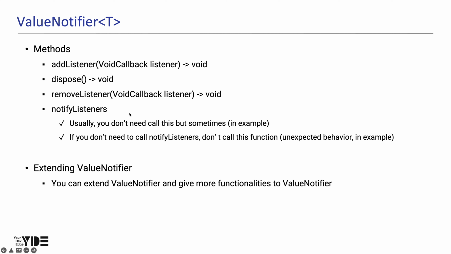Here, notifyListeners has a slightly different role from ChangeNotifier. In ValueNotifier, when the value changes, that is, if the value has changed by the equality operator, it notifies listeners that the value has changed without using notifyListeners. So you don't need to use notifyListeners in most cases. However, there are cases where you have to use notifyListeners. Let's look at such a case through an example.